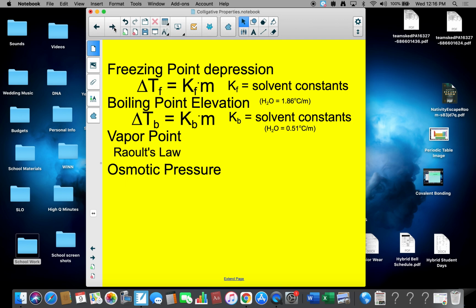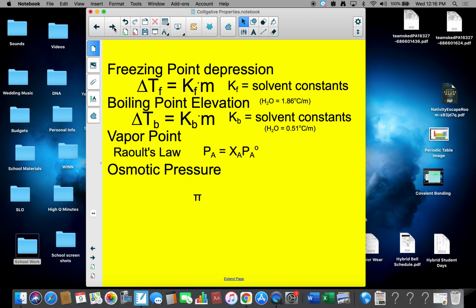Vapor pressure, we're looking at something called Raoult's law. Yeah, sounds really good, Raoult. Raoult's law says that the pressure of a solution is equal to the mole fraction of that solution times the original pressure of that solution.